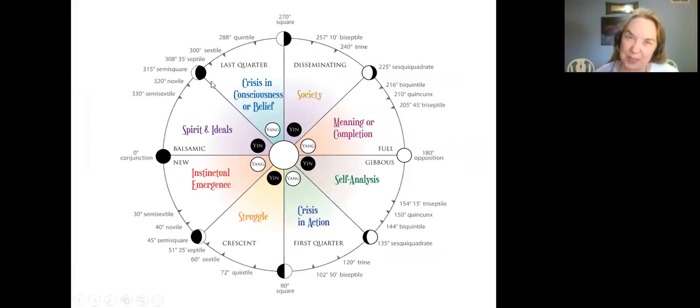Last quarter square, 270 to 315, is yang phase. It's the crises in consciousness, or crises within our beliefs. One of the things that happens with disseminating phase is I always picked up that saying, by the time we get to the end of it, it's been there, done that. If you see somebody who has the last quarter phase that we have looked at, sometimes they'll get into, oh, do I have to do this? I don't want to relate to society. I want to be by myself, first quarter.